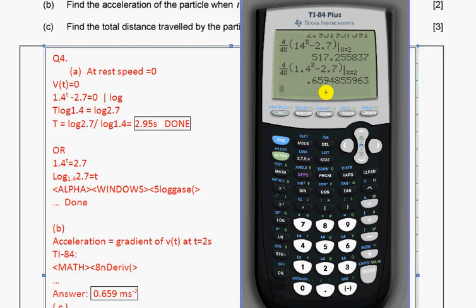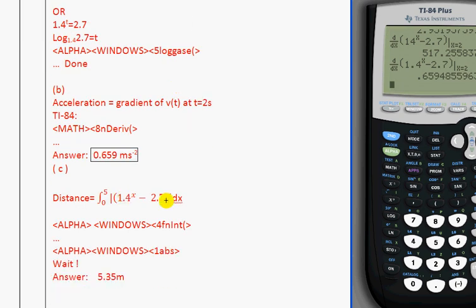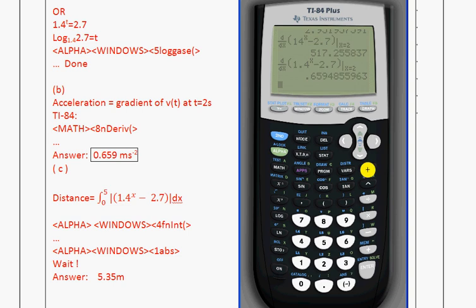Right. Find the total distance traveled by the particle. Total distance will be equal to the absolute value of the integral. So how do we do this? First of all, alpha, Windows, line 4 is the definite integral, from 0 to 5. Here we should choose absolute value. How to do absolute value? Alpha, Windows, absolute value is line 1. Now we have absolute value, so we can put here our expression.